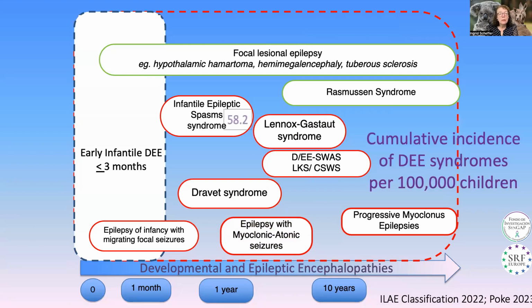Now, in this recent epidemiological study, we looked at the frequency of many of these syndromes, and you can see infantile epileptic spasm syndrome occurs in 58 per 100,000 children, whereas epilepsy with myoclonic atonic seizures, which is a common presentation in SYNGAP1, is 16. So it's the second most common out of these syndromes that we see.